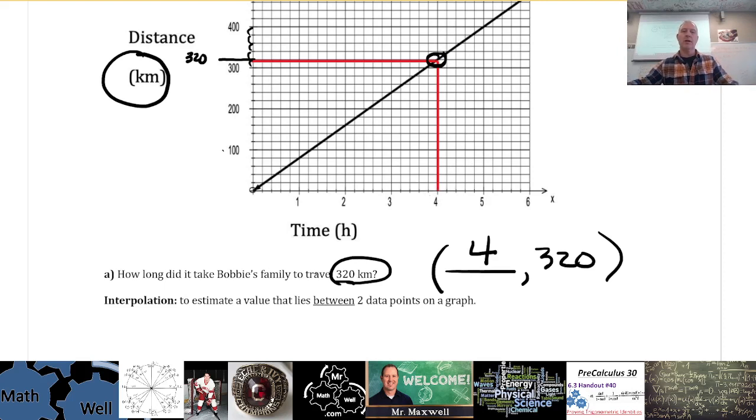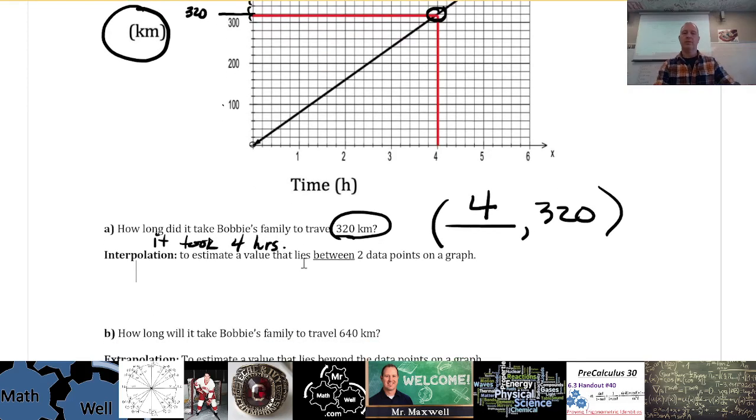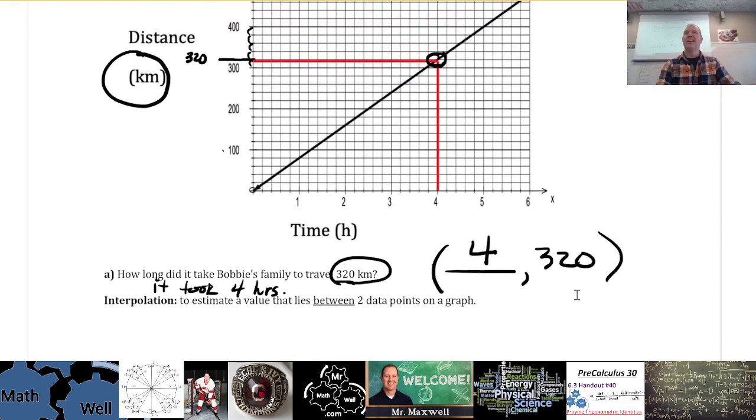So how long did it take Bobby's family to travel 320 kilometers? I'll write it here: it took 4 hours. Make sure you put the number and the unit in some kind of clear sentence form, that would be really nice. I just don't have a lot of room to circle that, but that would be your answer. Any questions about that? I think this is maybe an easy concept for you. You've looked at graphs before, and this is pretty easy.